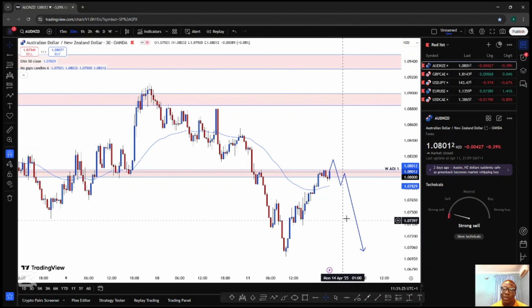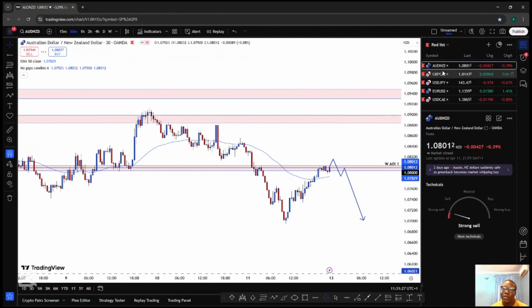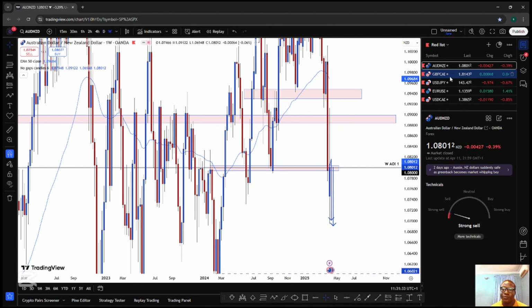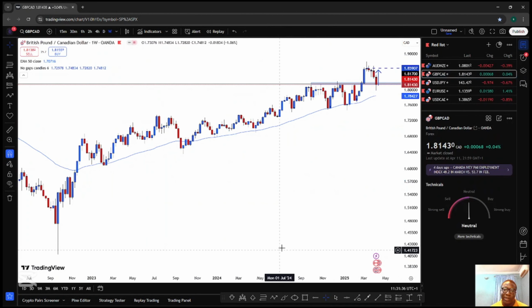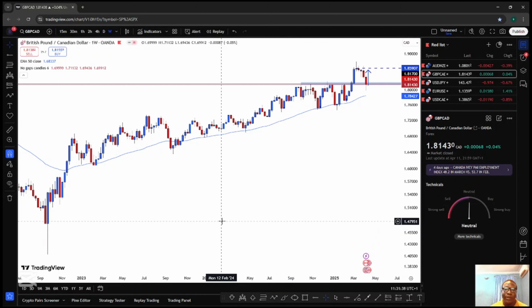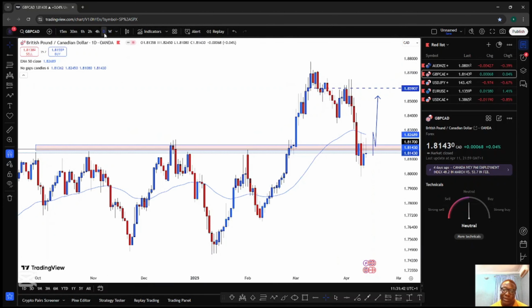The next pair that we're going to be looking out for is GBP CAD. On GBP CAD, on the weekly time frame, we can see that the market is currently very bullish, and on the daily time frame also we can see that the market is currently bullish.